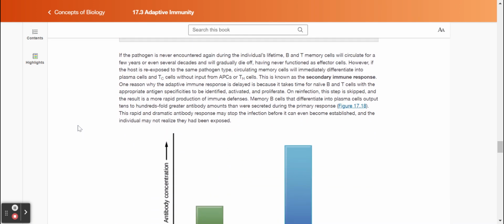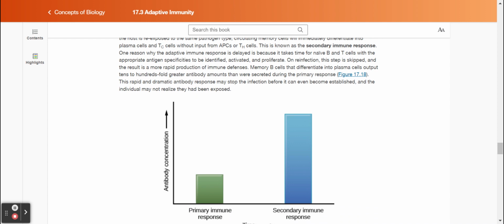If the pathogen is never encountered again during the individual's lifetime, B and T memory cells will circulate for a few years or even several decades and will gradually die off, having never functioned as effector cells. However, if the host is re-exposed to the same pathogen type, circulating memory cells will immediately differentiate into plasma cells and TC cells without input from APCs or TH cells. This is known as the secondary immune response.